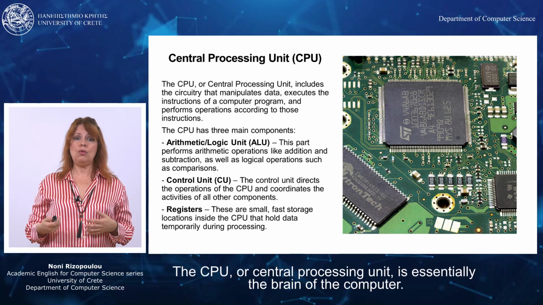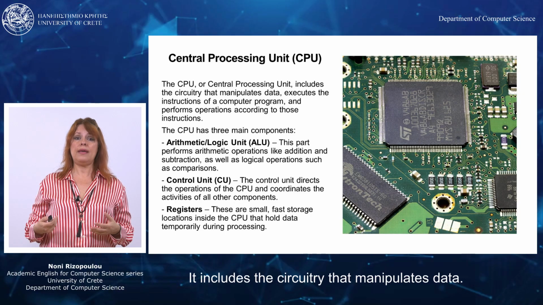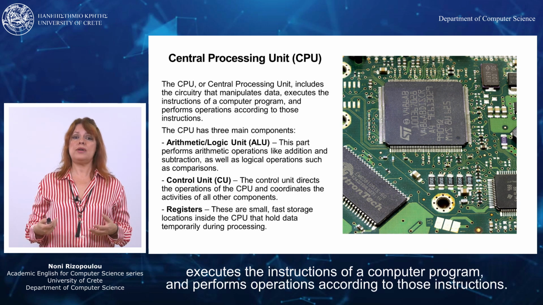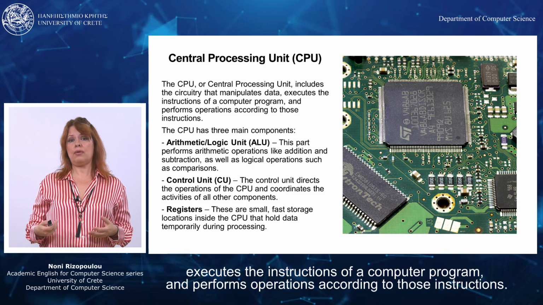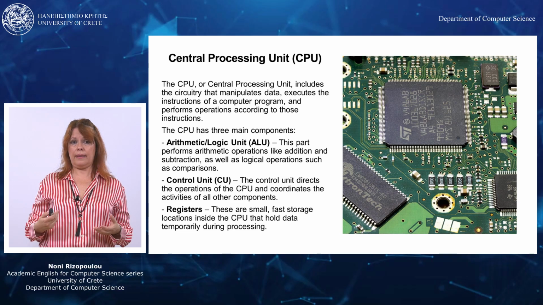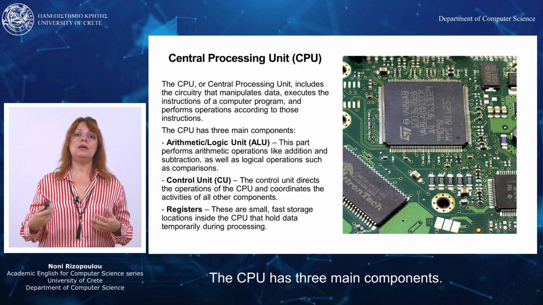The CPU, or Central Processing Unit, is essentially the brain of the computer. It includes the circuitry that manipulates data, executes the instructions of a computer program, and performs operations according to those instructions. The CPU has three main components.